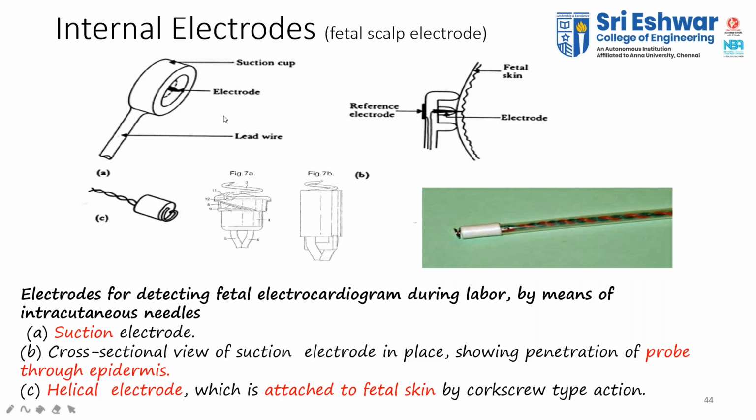So we have the suction cup, electrode, and lead wire. This is going to be placed on the infant. This needle-like structure is given to the baby so that the signal can be taken out. Here you can see the cross-sectional view of the suction electrode in place, showing penetration of the probe through the epidermis. The third one is the helical electrode, which is attached to the fetal skin by a corkscrew type action. All these three electrodes are used to measure the fetal electrocardiogram. Fetal means the baby under pregnancy.